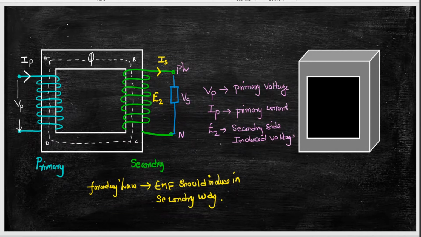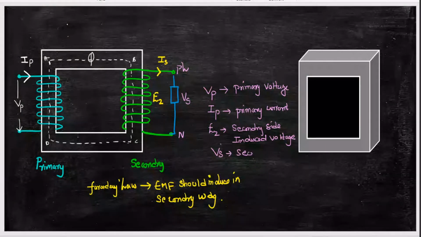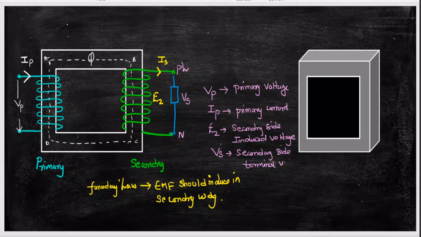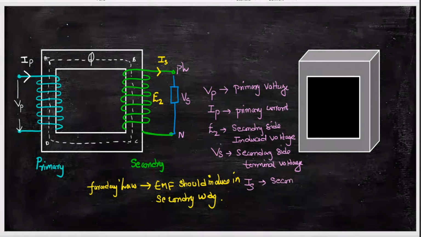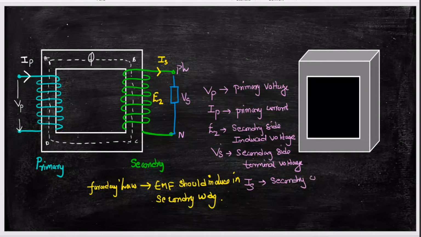Induced voltage. What is VS? Secondary side terminal voltage. And what is the remaining parameter? IS is called secondary current.